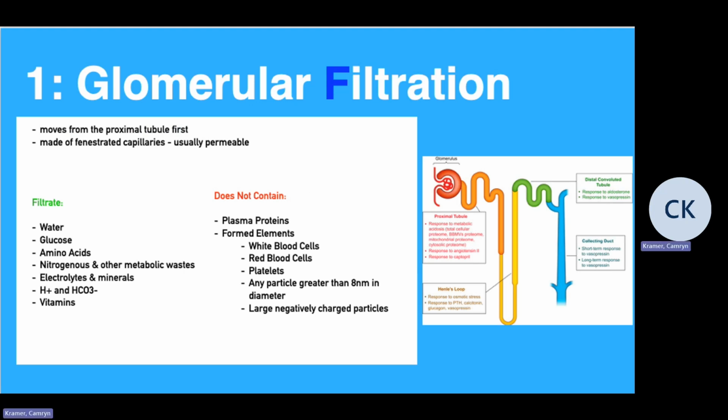The first step in urine formation is glomerular filtration. Imagine this as the body's first filter. Blood flows into tiny capillaries in the kidneys called glomeruli, which are super porous and allow small particles like water, glucose, amino acids, and waste to pass through. But larger particles like blood cells and proteins are too big and stay in the blood. The filtration forms what we call filtrate, which will go on to become urine, but it's just the starting point.